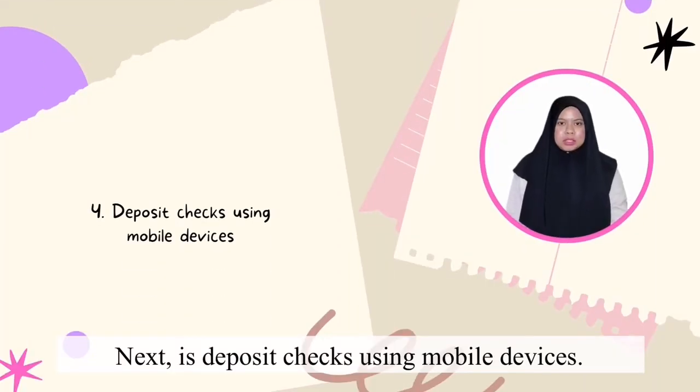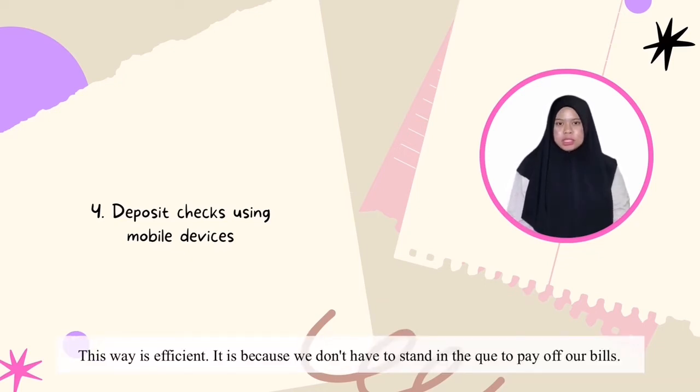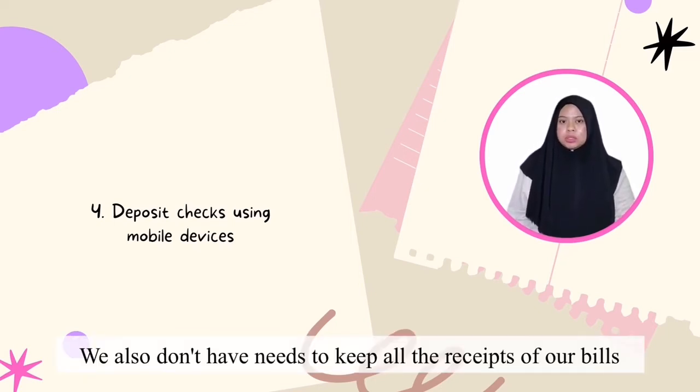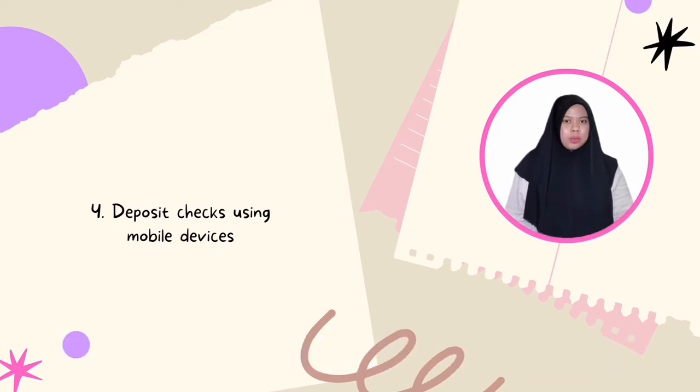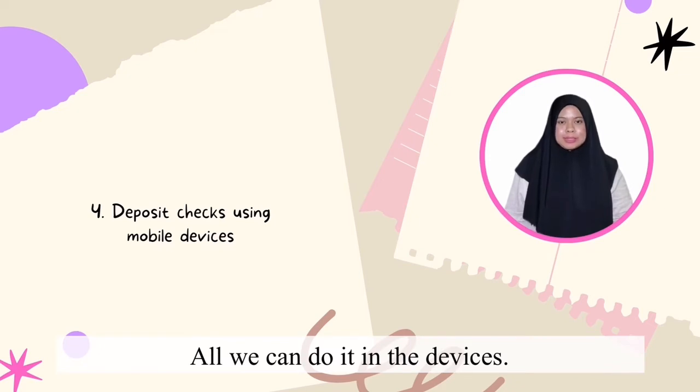Next is deposit checks using mobile devices. This way is efficient. It is because we don't have to stand in the queue to pay our bills. We also don't need to keep all the receipts of our bills, as now we can easily view our transactions on our phone, or we can do it on other devices.